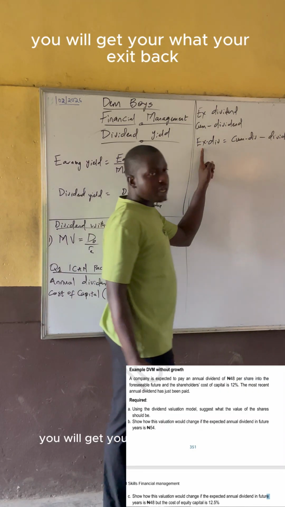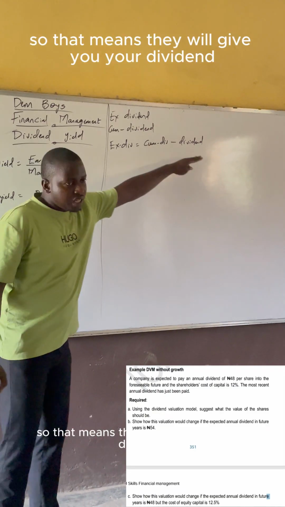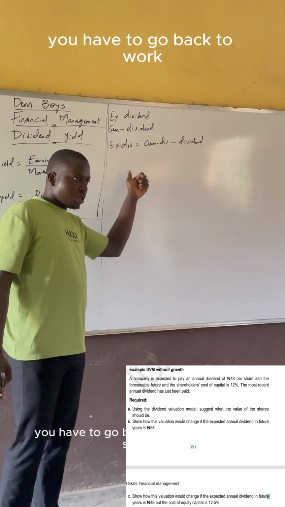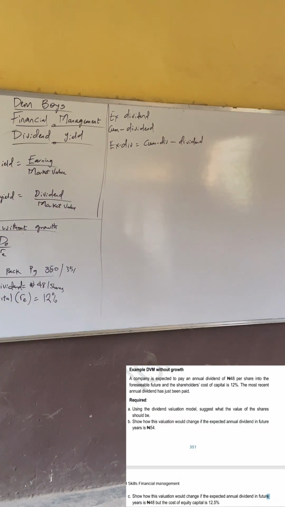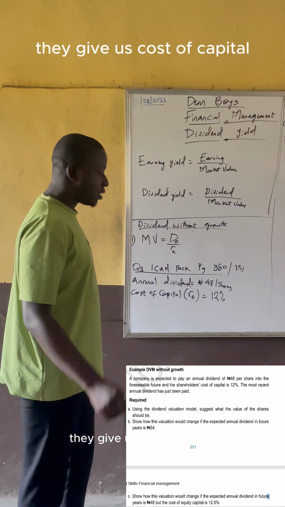You will get your XD back. So that means they will give you a dividend, a full dividend. You have to go back to your XD. So now they give us the annual dividend and the cost of capital. So what's now our aim?